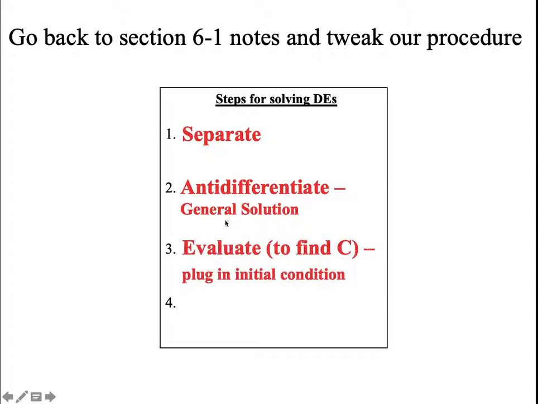And then step 3, evaluate to find C. We're not changing that step. That's the same step as before. That's where you plug in the initial condition, the initial values, to find your value for C. And then I added this 4th step because what I noticed in your group was that you were really good at finding that value for C.